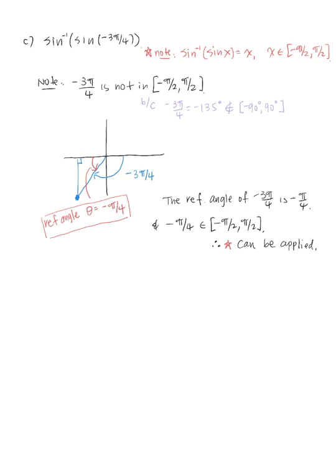All right, so let's just write down the answer. So therefore, sine inverse of sine of negative 3 pi over 4 is exactly the same thing as sine inverse of sine of its reference angle, which is negative pi over 4. So our answer is going to be negative pi over 4. There we go.